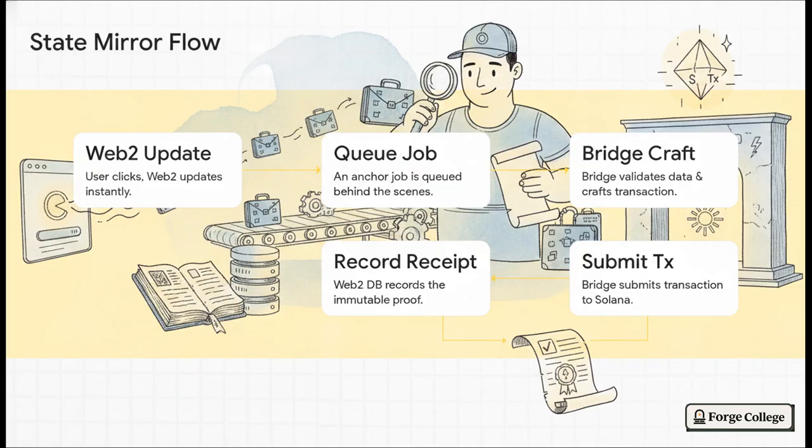The user got a super fast experience, and the system got a mathematically verifiable receipt. It's just a beautiful pattern.